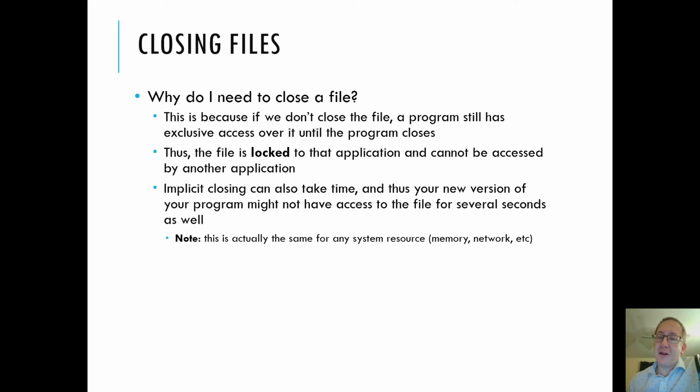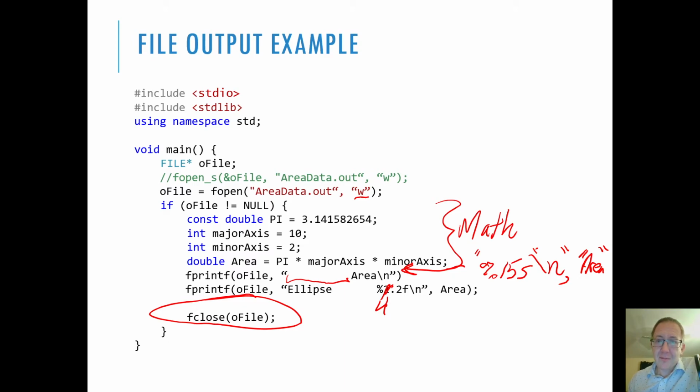Also, the file can be locked by the application, and so you might lose access to the file afterwards. It will give you an implicit closing when you finally close down your application, but don't rely on that, please. Okay, so here's an example of me using a file output.